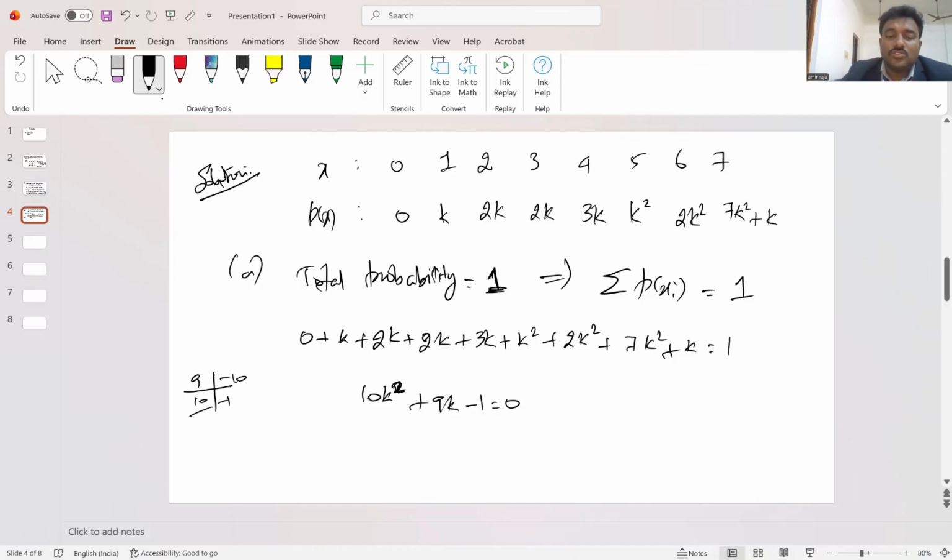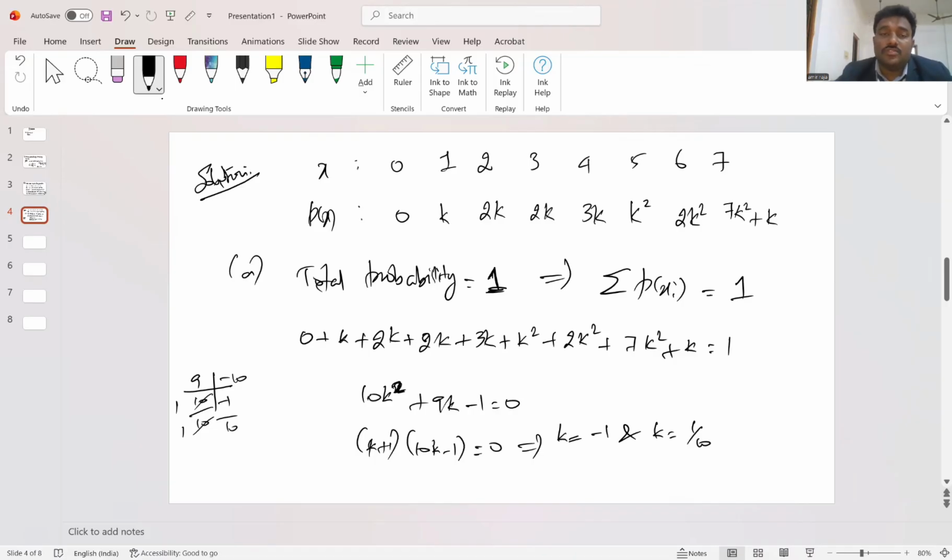Okay, so divide by 10 and 10. So you can cancel this, so this is 1 and 1. So we have (k + 1) and (10k - 1) equal to 0. So if you equate each and every term here to 0, we get k equal to -1 and k equal to 1 by 10.